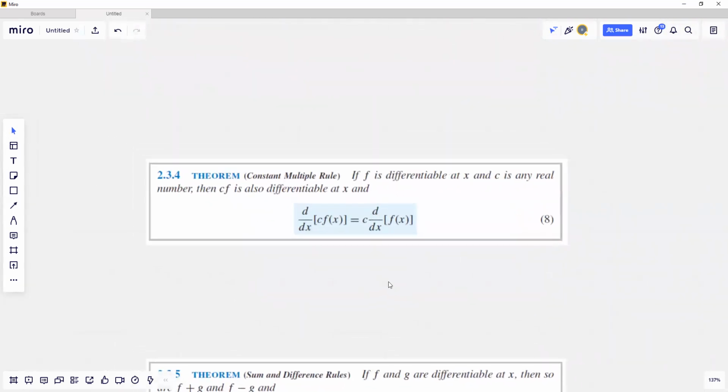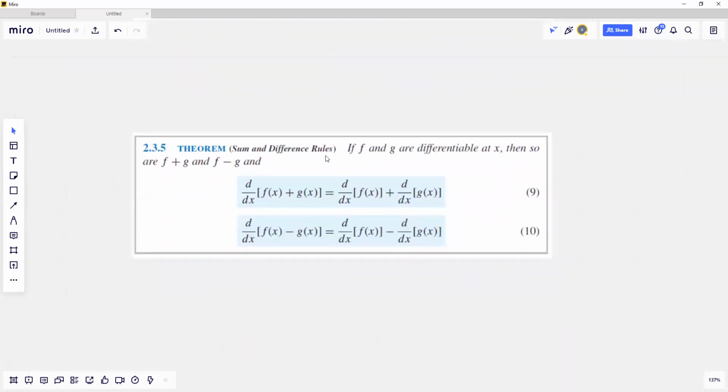Okay, next rule, constant multiple rule. If f is differentiable at x and c is any real number, then c multiplied by f is also differentiable at x. So basically, we can move the constant out of that derivative operator. You can see why this is true by showing the proof using the limit definition of derivative.